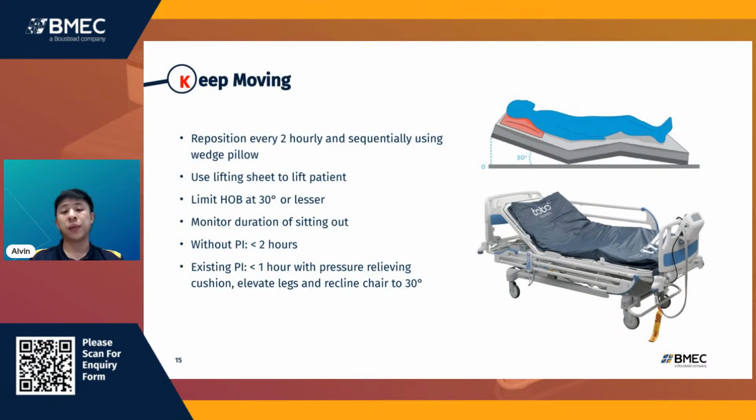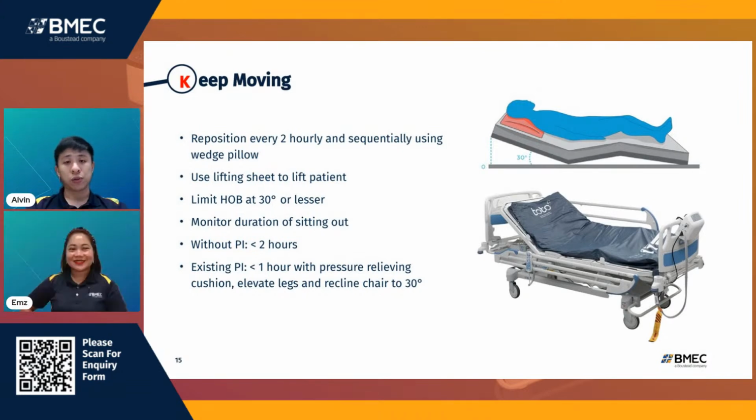So for example, patients without any existing pressure injury will be safe to sit for not more than 2 hours, while patients already with existing pressure injury should sit out of bed for less than an hour, with the help of a pressure relieving cushion, elevating of legs, and reclining the chair to 30 degrees. For this part of the section, it would refer to the Toto lateral turning, which a demo will be shown later on. So moving on, I shall pass back to Ems to continue the slides.